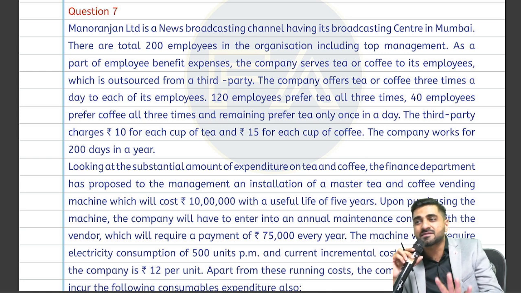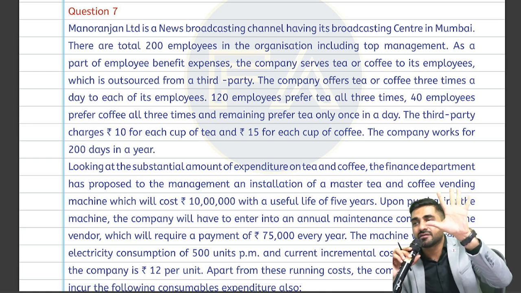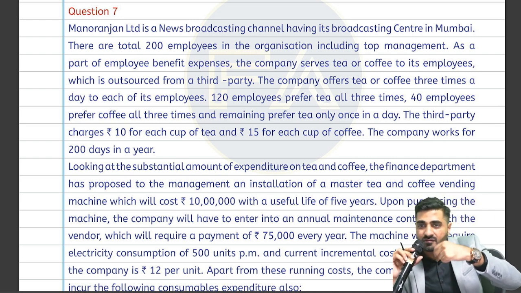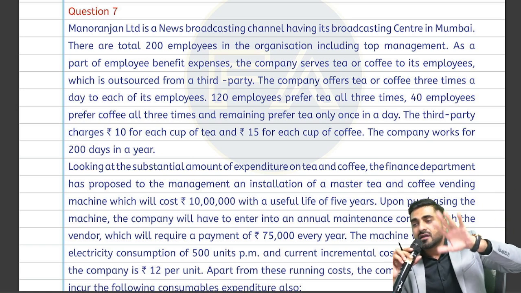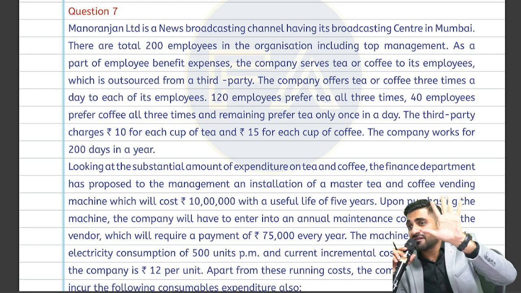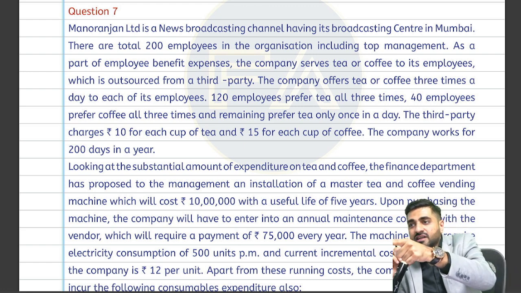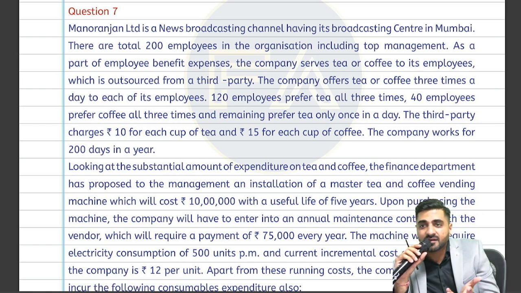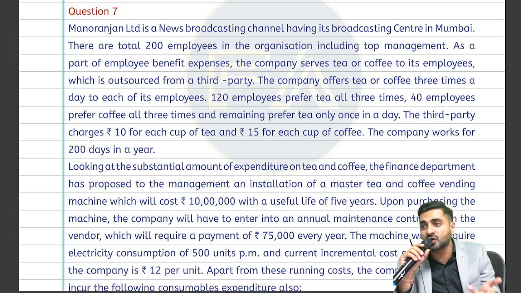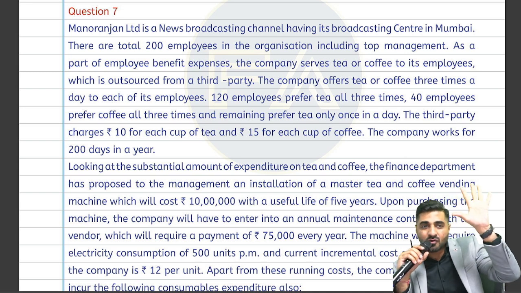Suppose I am spending, for example, 5 lakh rupees today, paying to the outside vendor for supplying tea and coffee. I'm spending how much? 5 lakhs. If I have my own tea and coffee machine, immediately I'll be saving that 5 lakhs. That much amount I don't have to pay, right? So any outflow avoided is nothing but the cash inflow. Yes or no? Yes, sir. So that much amount will be saved.